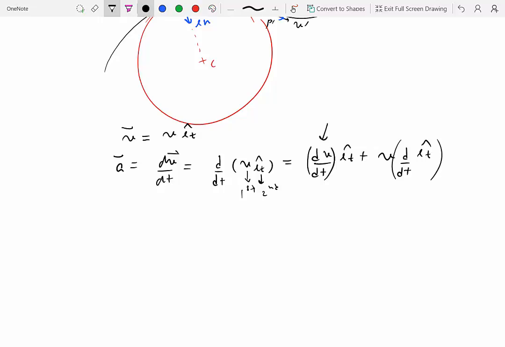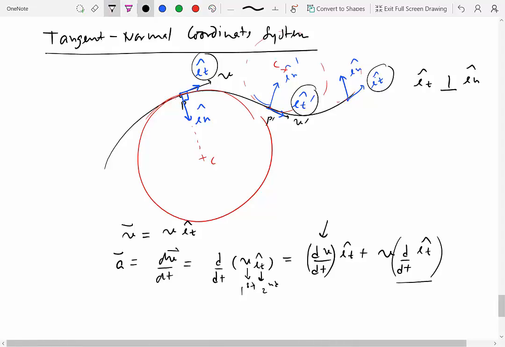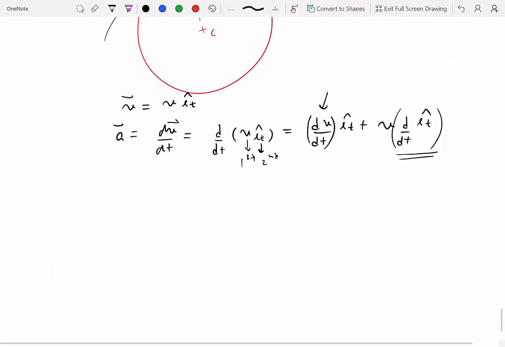Is the magnitude of the unit vector changing? No, by definition it's always unit magnitude. But what about the direction? Is the direction of e_t hat changing? Yes. If you look at this particular case, you can see that e_t hat is pointing this way here, this way here, and this way over here, and clearly this quantity is not going to be zero in general because e_t hat is changing direction.